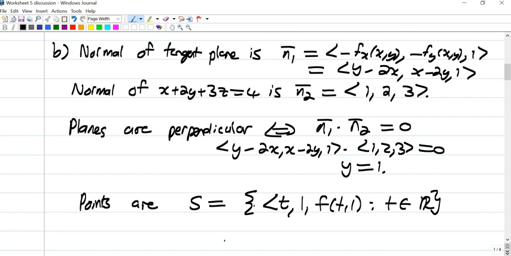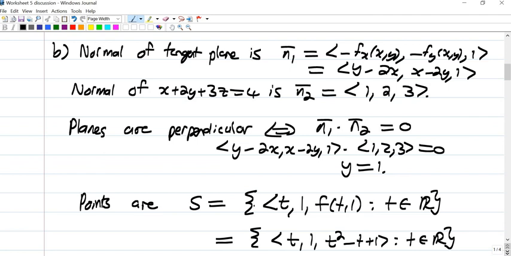We can actually write this in a nicer way. We can say the x value is t, the y value is 1, and the z value works out to t squared minus t plus 1, where t is a real number. So you see in this case, there are infinitely many points on the surface with this property. All right, and this is now question 1.